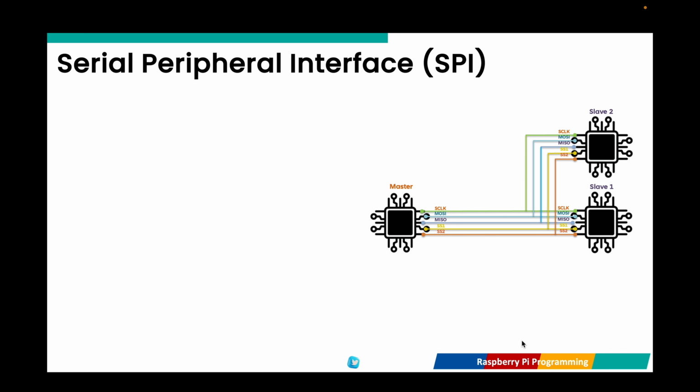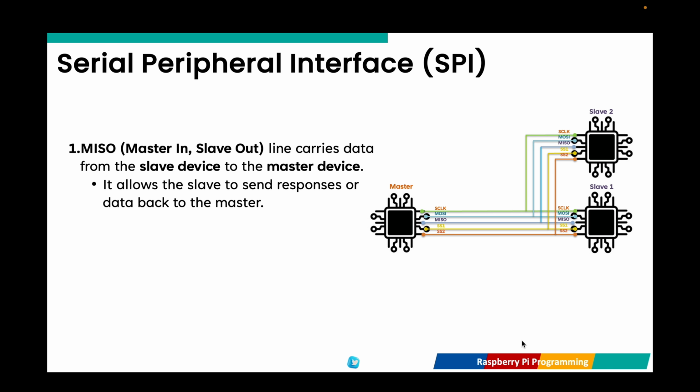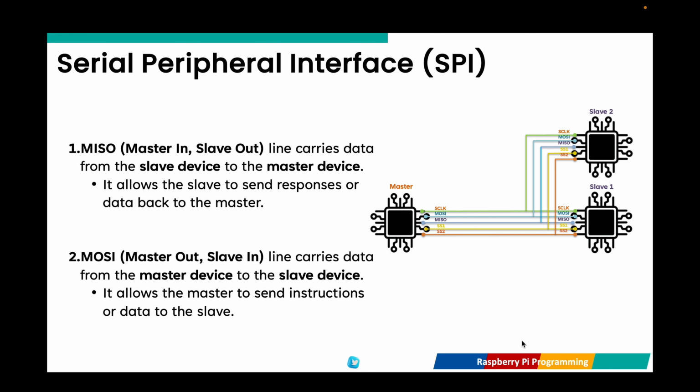SPI stands for Serial Peripheral Interface. SPI is a high-speed, full duplex communication protocol. Unlike I2C, the SPI uses 4 lines: the MOSI, which stands for Master Out Slave In, the MISO, which stands for Master In Slave Out, SCLK for Clock, and CS for Chip Select. This protocol is best suited for applications requiring fast and continuous data exchange, such as display and memory devices.